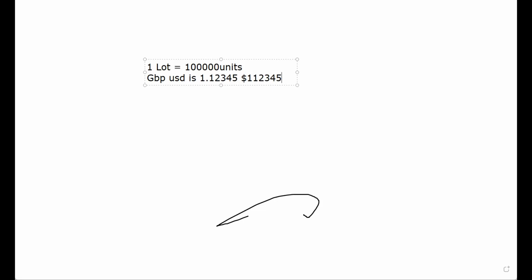In case the price of one particular asset, let's say GBP USD, is 1.2345, we needed 112,345 USD to purchase one lot size. You get it? So this is the lot size, and the lot size tells you the volume in which you are buying.